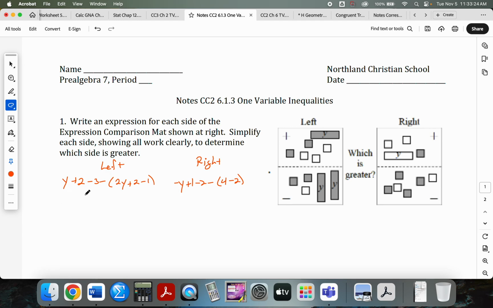So then I'm going to simplify what's before the parentheses and what's inside the parentheses. So the only thing I can do here is this will be y minus 1 minus, inside the parentheses, this will be 2y plus 1. Just grouping those like terms together. On the right, we're going to have negative y minus 1 minus 2.